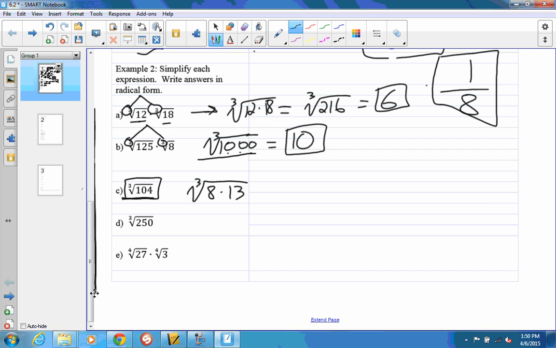13 is what kind of number? Prime. It's only divisible by 1 and itself. So it's not going to be able to cube root, but you know the cubic root of 8. It is 2 cubic root 13. So when I have numbers that I can't just take perfect roots of, 4th root, 5th root, whatever it is, split it up into a number you know the perfect root of.